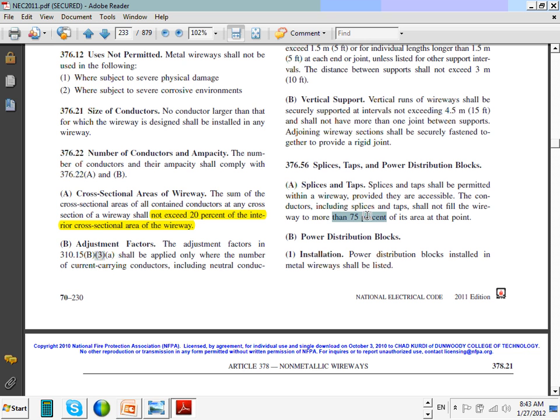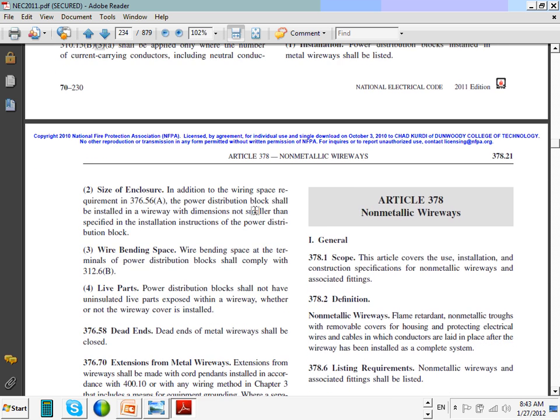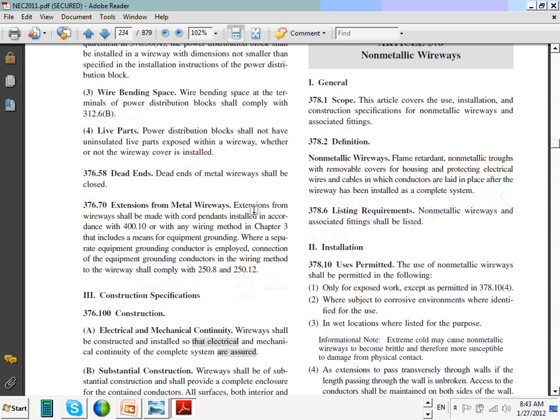Can I splice in a wireway? Yep, you can splice in a wireway, but please make sure you don't fill more than 75% when you splice in a wireway. Unlike conduits, where you cannot splice. In a wireway, you can splice because it has a cover. You uncover it and you get access to your wireway. So these are the advantages of wireways.